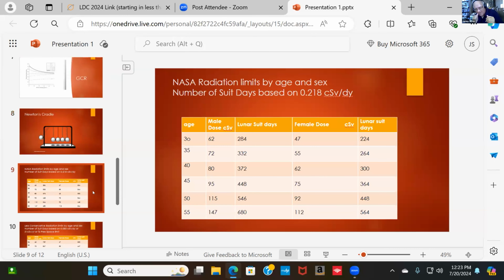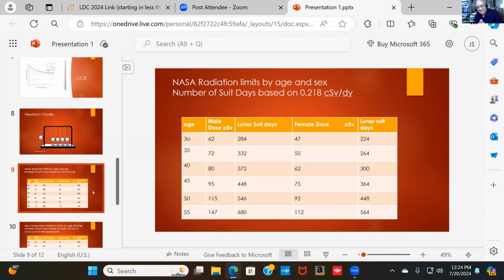Okay, so NASA has established some rather conservative radiation limits by age and sex. Now, in this case, solar proton event radiation would not be considered. It would be assumed that any astronauts would proceed to a storm shelter during a solar proton event. And so this only refers to galactic cosmic ray radiation.